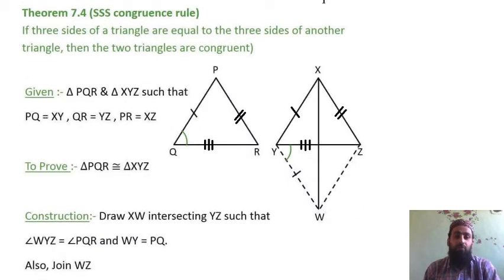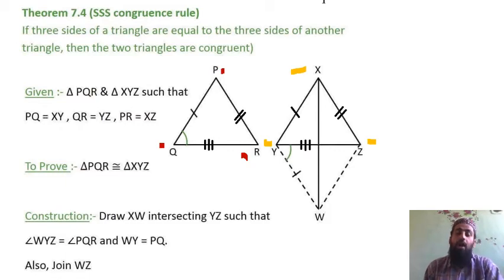So we have been given two triangles, triangle PQR and triangle XYZ. This is PQR and this is XYZ. These are two triangles in which three sides are equal, as you can see from the dashed lines. Now we have to do a construction such that we join triangle PQR and XYZ. Now how is that construction possible? Let's see how we will do that.